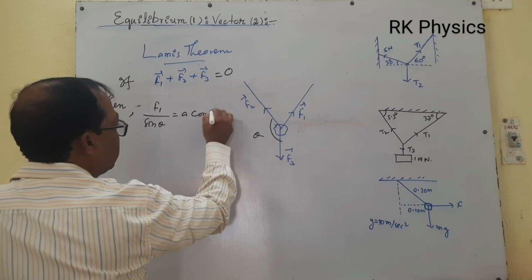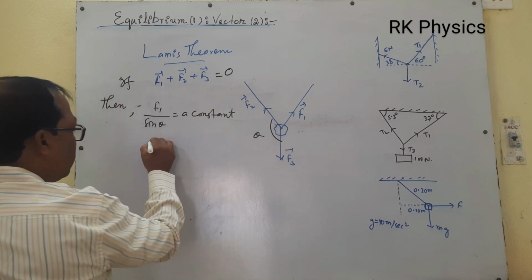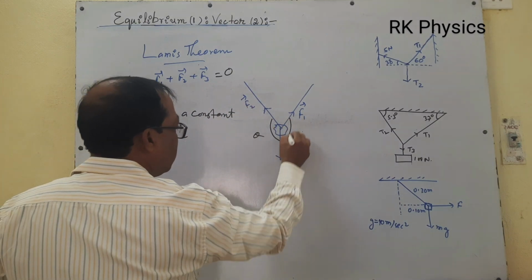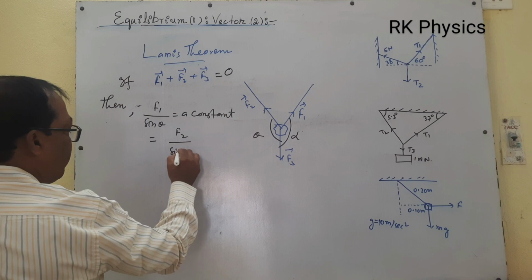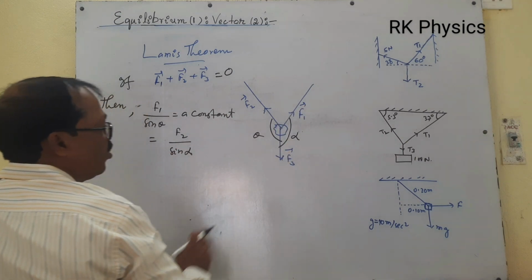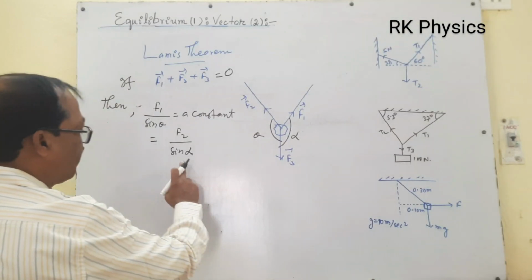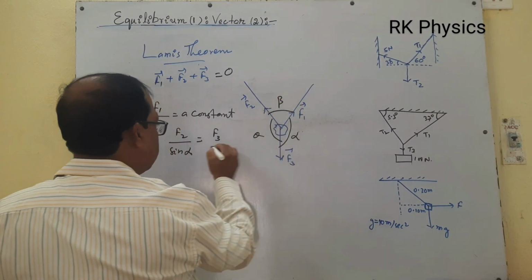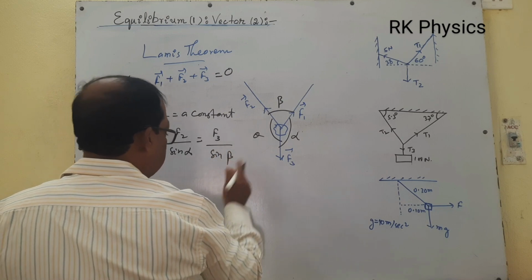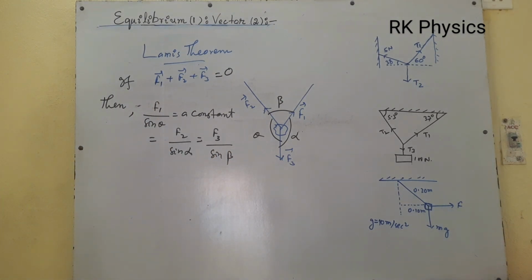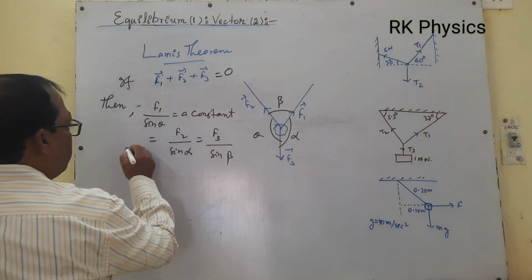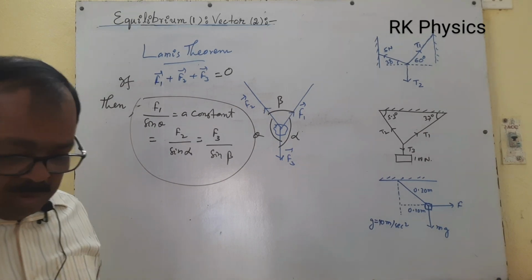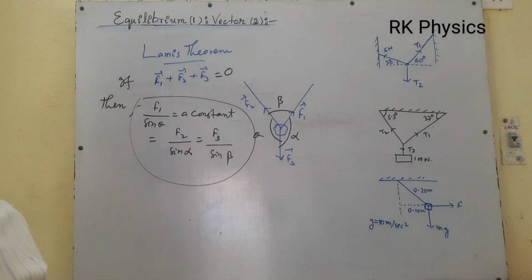the magnitude of one vector, you take F1, divided by the sine of the angle between the other two, is equal to a constant quantity. That constant is equal to the magnitude of the second vector divided by the sine of the angle between the other two. If you take F2, then it is the angle between F1 and F3. Similarly, if you take F3, then this is sine beta.